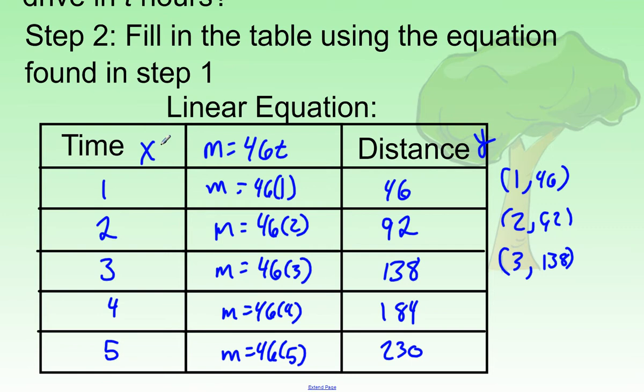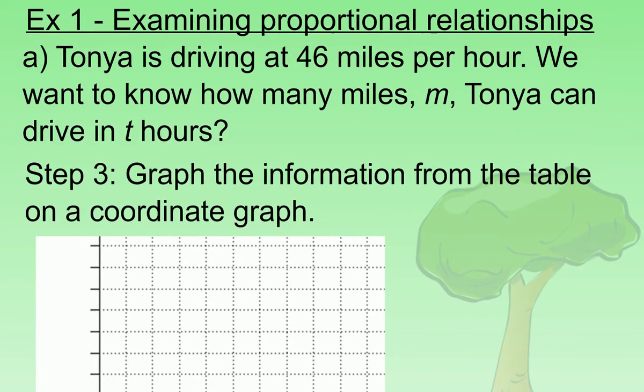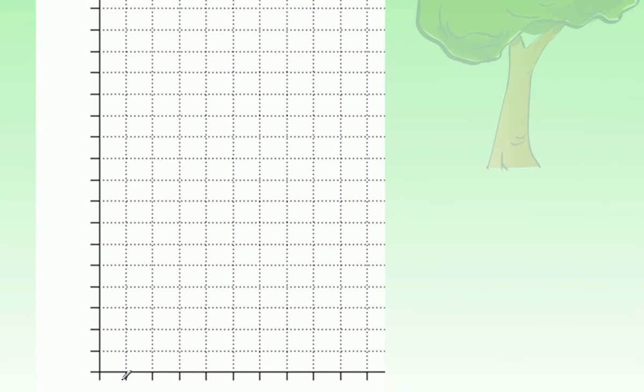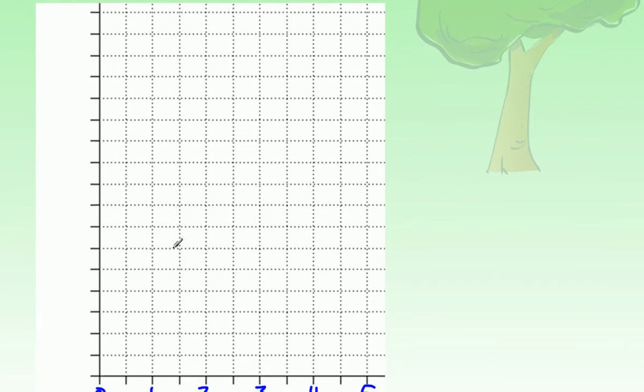So my x coordinate goes up to 5. My y scale needs to go up to about 230. All right, so let's see here. I've got this graph space. So my x is going up to 5. Let's see, 1, 2, 3, 4, 5, 6, 7, 8, 9, 10. So if I make that 0, 1, 2, 3, 4, 5. See? And my y-axis is going up to about 230.